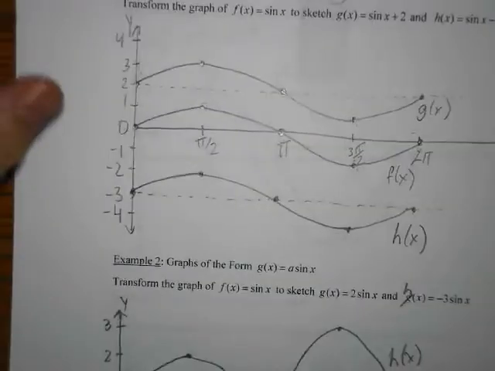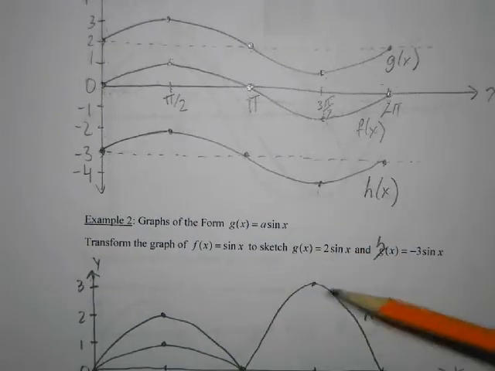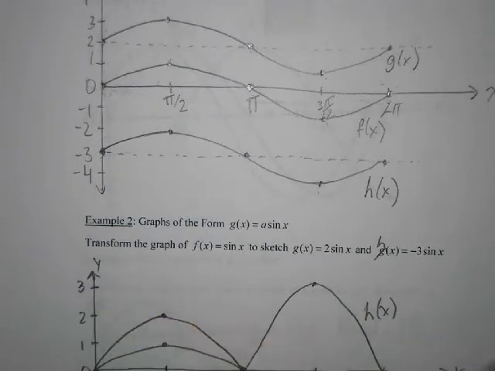Now we're going to look at the A parameters. So the A, if you remember, is responsible for vertical stretch, compression, and reflection. So I did my axes, and I kind of knew how big I had to make it so that all 3 could fit. So here is my original sine x graph.